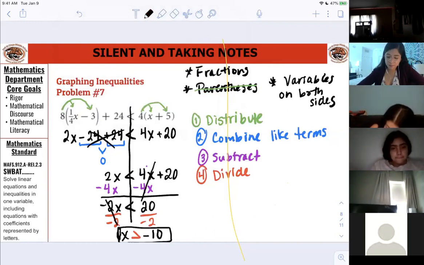Notice how on this question we got super lucky because in step 1 when we distributed, that automatically also got rid of our fractions. So that was kind of nice.